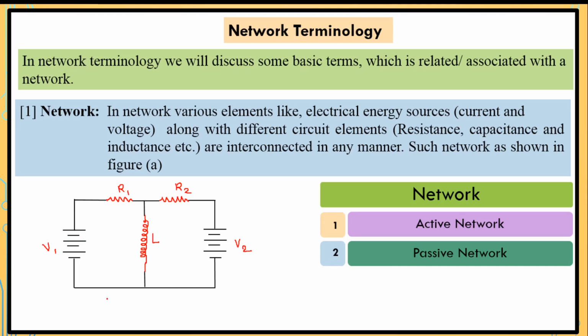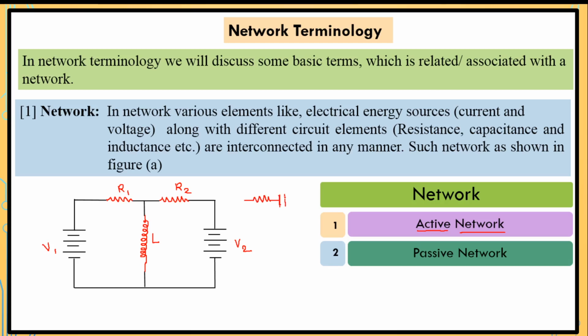In this network, both active and passive elements are present. R1, R2, L are the passive elements, and V1, V2 are the active elements. If instead of a voltage source we connect a current source, then the network is also an active network. This type of combination is called an active network. And in a passive network, only passive elements are present.